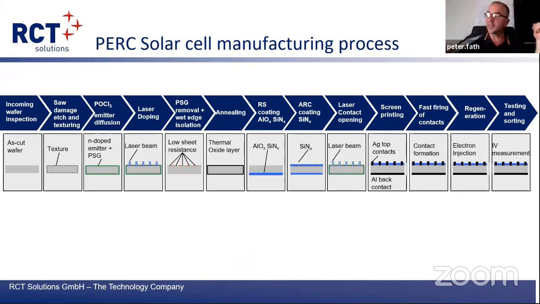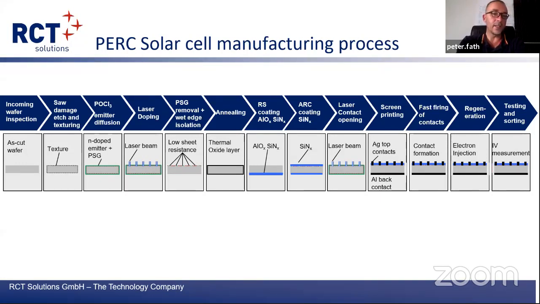And here you see the detailed production flow. First is the incoming wafer inspection. We are talking about the cell, because the cell is the key for the whole solar value chain. The solar cell makes the engine. Later, the module just protects the solar cell. And before that, the wafer is not a functional device. So in the solar cell factory, you are really making things work.